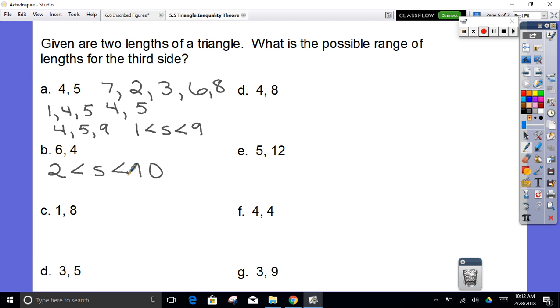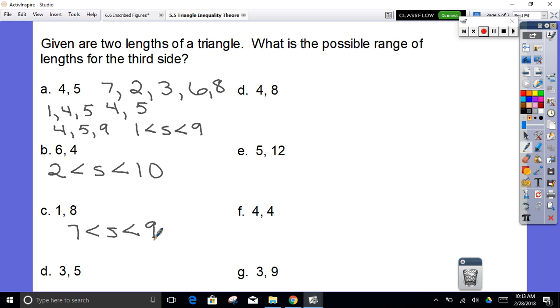We're going to have the S in the middle. S has to be less than something and greater than something. So you can set this up right away. What does S have to be greater than? What's 8 minus 1? 7. So S has to be greater than 7. The third side has to be greater than 7. What does it have to be less than? 9. So let's talk about some sides that we could have for this triangle.